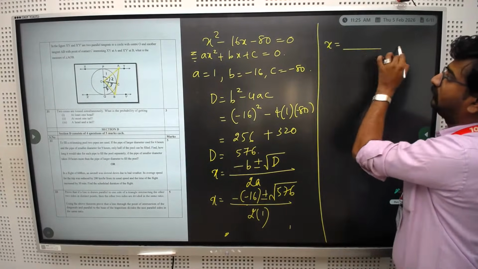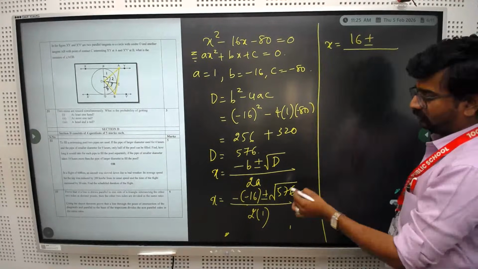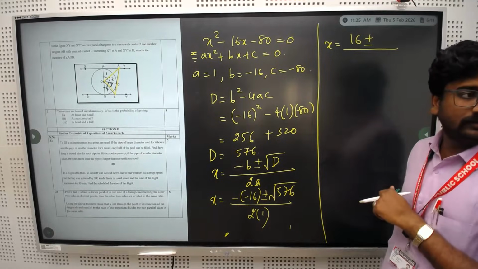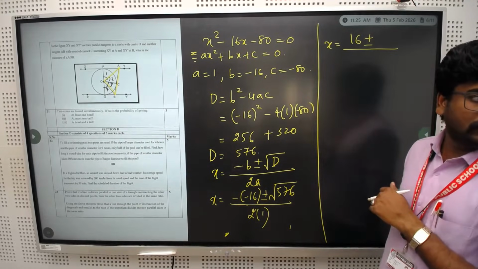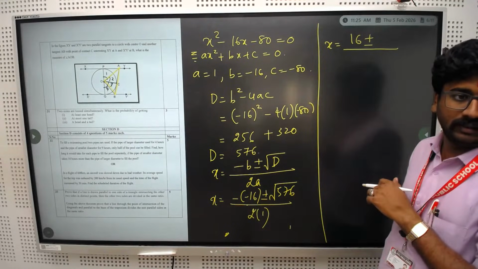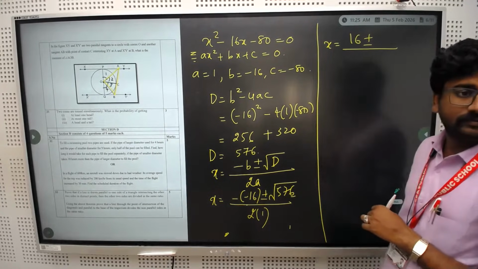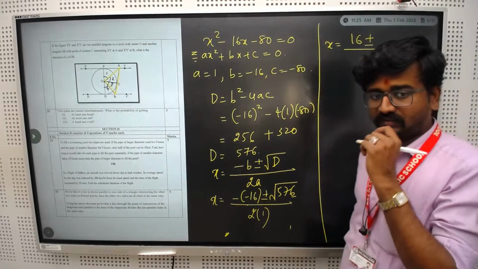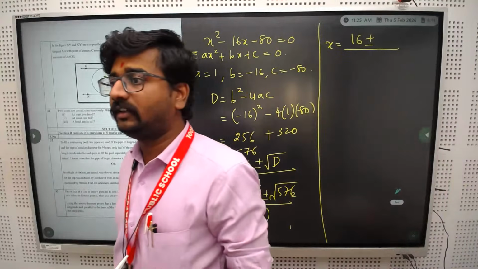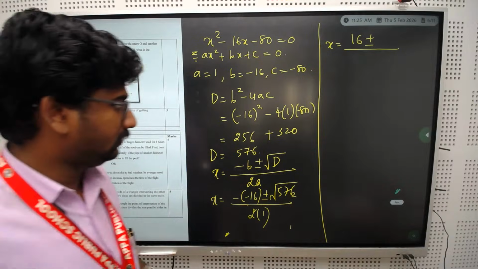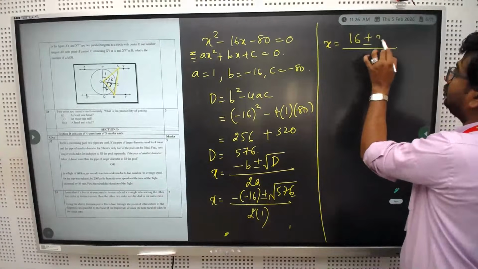x equal to 16 plus or minus square root of 576. 24. How do you come to know it is 24 only? Nearest perfect square. What is 25 square? 625. 576 is near to? What is the unit place? For what square will you get 6? One is 4 square, another one is 6 square. 26 square is 676, I guess. Okay. And then 24 square will be 576.